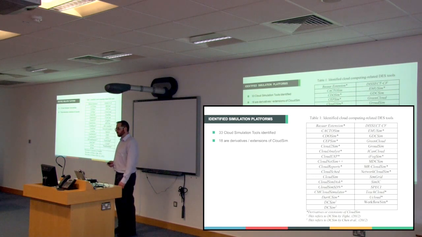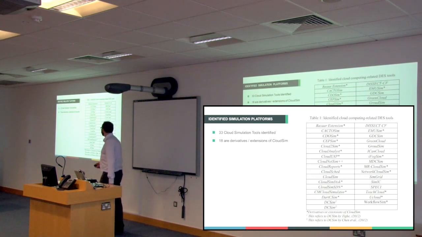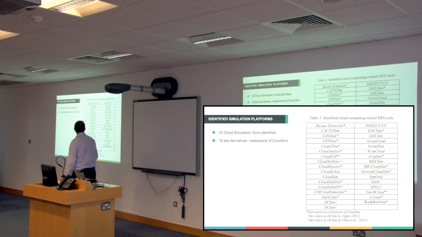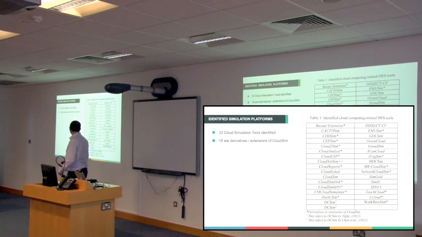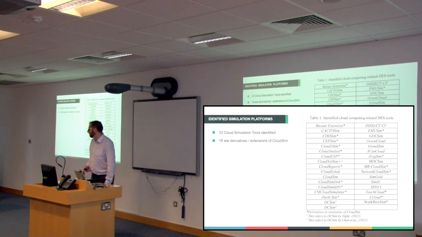Looking at the first paper now, there were 33 cloud simulation tools identified, and these are the cloud simulation tools here, listed in alphabetical order. You see 18 of them are derivatives or extensions of CloudSim. CloudSim is the main tool in this area for both research and in practice. CloudSim is used, and there are tools built on top of it, or extensions built on top of it. And the rest of the tools are either based on other software stacks, or they're built from the ground up.